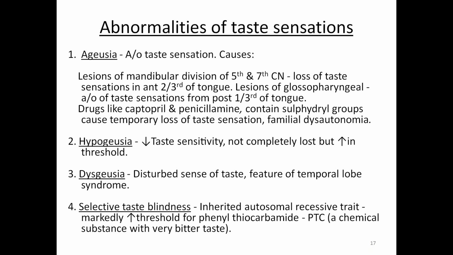Then lesions of the facial nerve, which is your 7th cranial nerve, also lead to loss of taste sensations in the anterior 2/3 of the tongue. Lesions of the glossopharyngeal nerve, which is your ninth cranial nerve, are associated with absence of taste sensations from the posterior one-third of the tongue. Then drugs like captopril and penicillamine, which contain sulfhydryl groups, cause temporary loss of taste sensation. The reason for this effect of sulfhydryl compounds is not known.